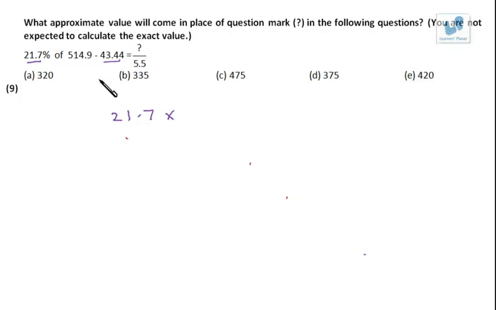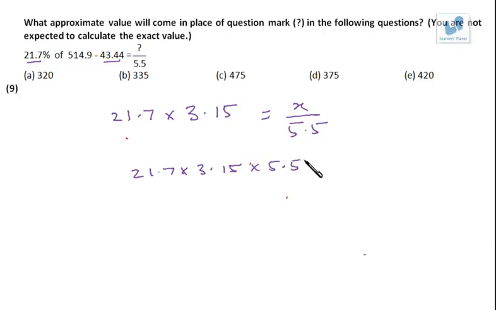21.7 I am taking common. So 5.15 minus 2 gives 3.15, which is equal to x upon 5.5, right? So our answer will be 21.7 into 3.15 into 5.5, right?